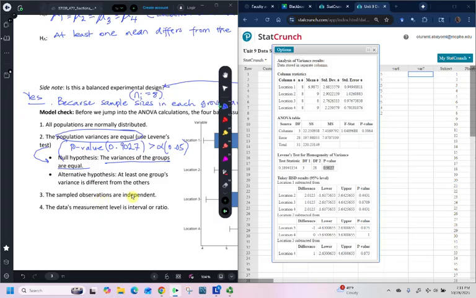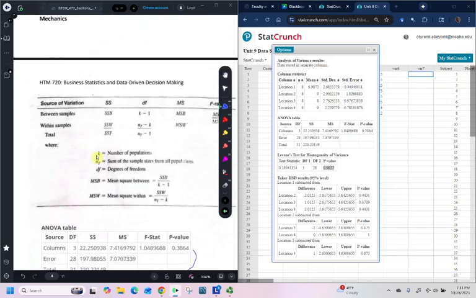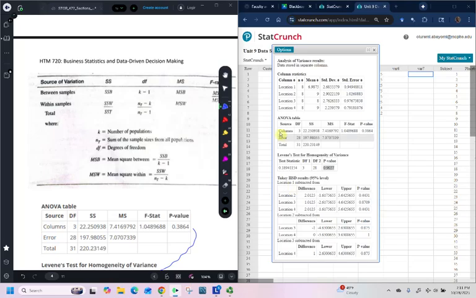That is contingent on ensuring that the sampled customers are not drawn in a biased manner, that they constitute a random sample of customers at each of those locations. Then the data values must be numerical too. Okay, and once that is done, we are ready to interpret the results of our ANOVA table. Here is the ANOVA table. How did we get this?